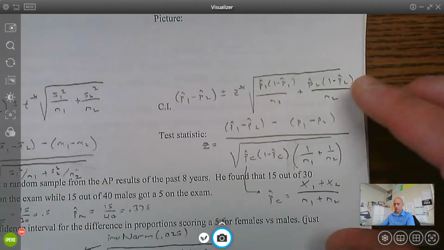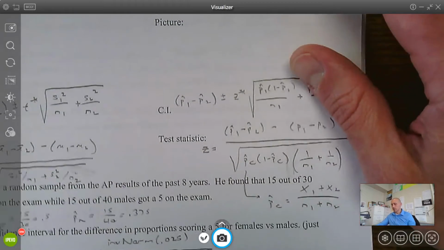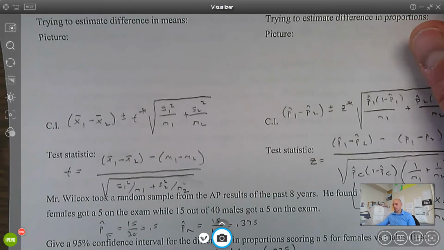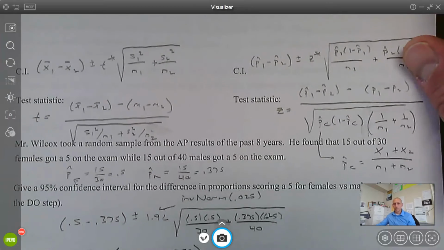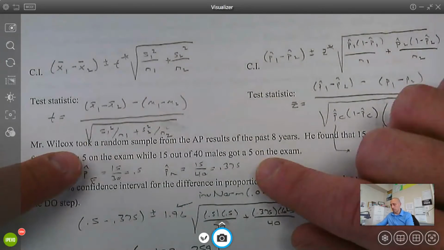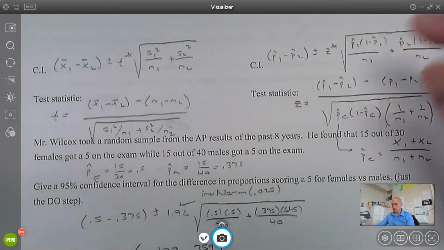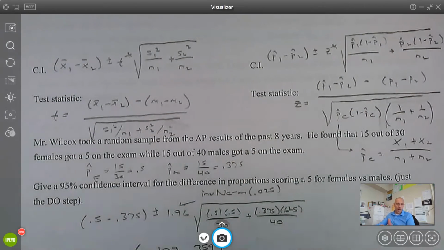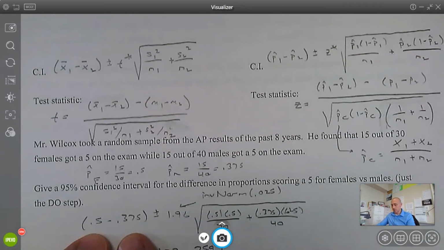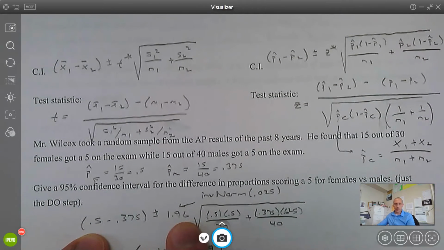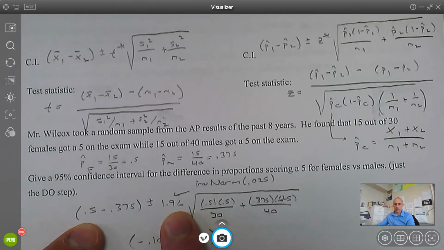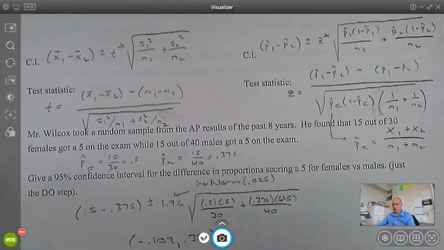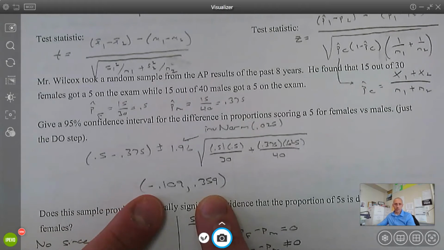combined percentage. So if we take a look at this example, 15 out of 30 females got a 5, 15 out of 40 males got a 5. So the sample proportions for the males and females, I can calculate those. If we do a confidence interval, it's the difference in the proportions. I chose to do female minus male, plus or minus your critical value, times the standard error. Just plugging in, and then that's going to result in this confidence interval.